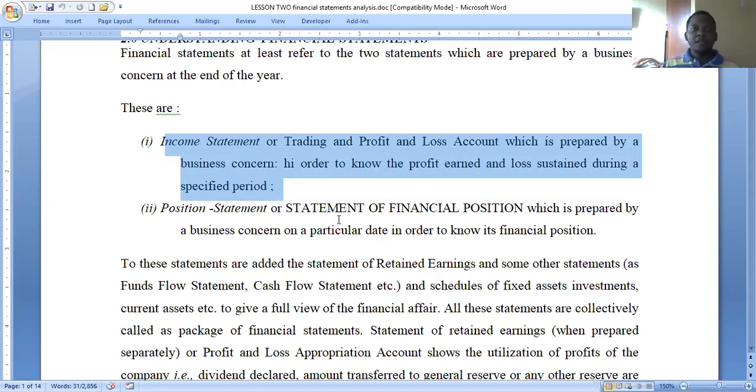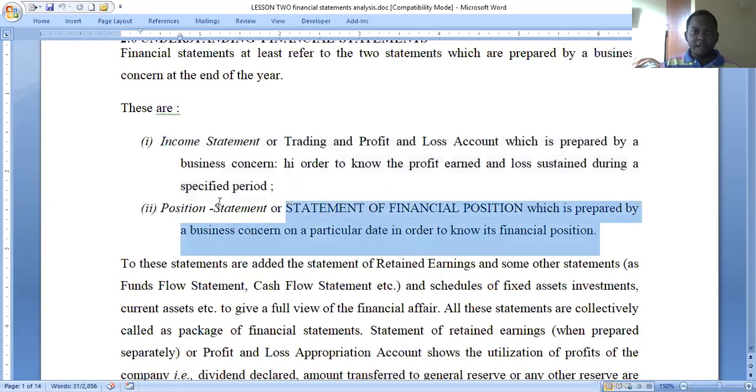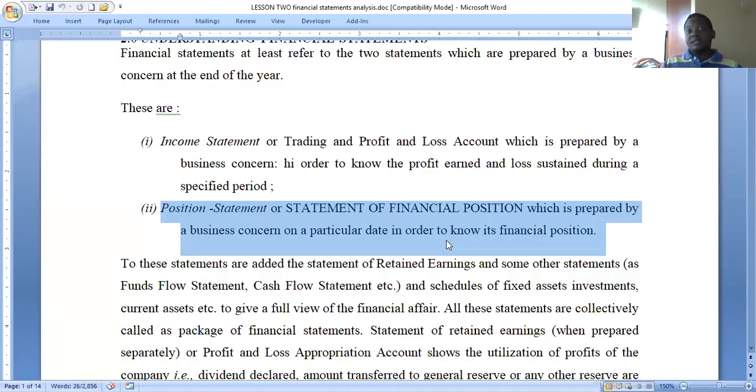And then you have number two, the second financial statement, that is the balance sheet, which is also known as the statement of financial position. It shows the position of a business as on a particular date. On this particular date, the business had these assets, this amount of liabilities, and this amount of equity.